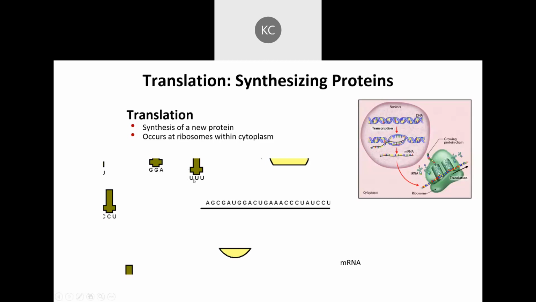So this UUU anticodon on the tRNA will match up with this AAA codon on the mRNA strand. This GGA anticodon here would match up with a CCU codon here. So here is a CCU codon right there. These are always going to be complementary. And remember, tRNA is still RNA, so you're still going to have U, and you're not going to have T.